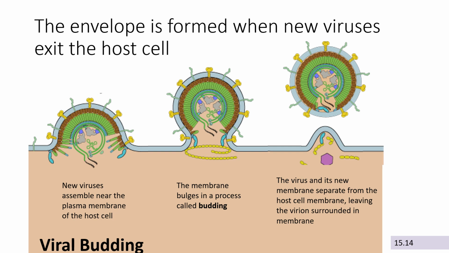Think back to the last step in the viral life cycle. Once the new virions assemble, they need to leave the host cell. Some viruses do this in a process called budding. The new virus, or virion, assembles near the plasma membrane of the host cell. The membrane starts to bulge out. This is called budding. Instead of the virus breaking through the membrane, the membrane around the virus pinches off and closes behind it. This leaves the virus enclosed in a bubble of the host cell's membrane.